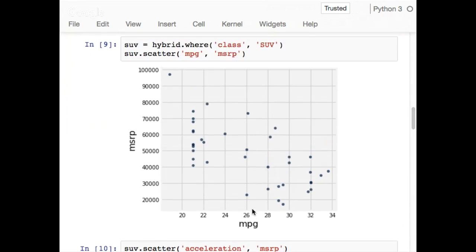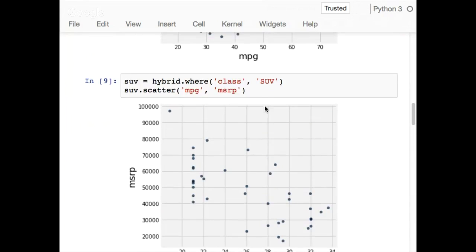It's kind of hard to do so because these are different units. This is dollars, these are miles per gallon. This is like 70,000 here, and this is like 28 miles per gallon here. So it's kind of hard to directly compare those two. What I can do to get a better comparison is to convert them to standard units.